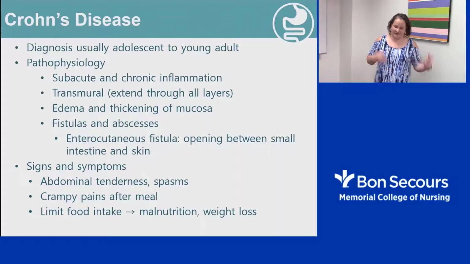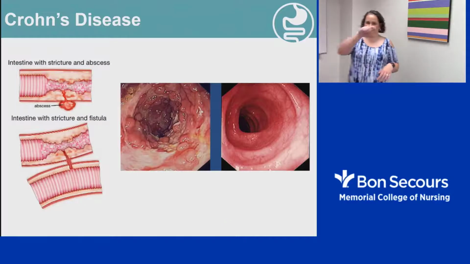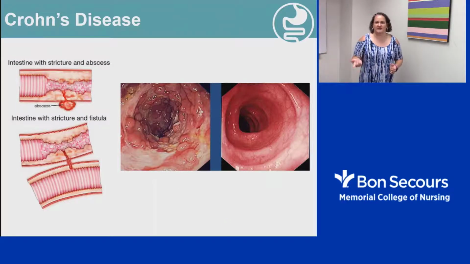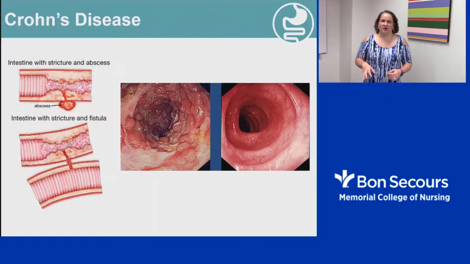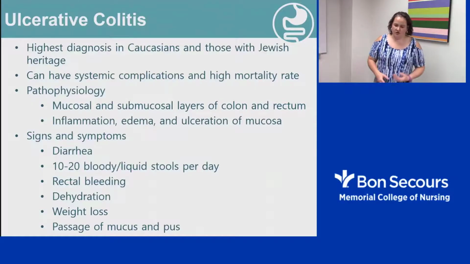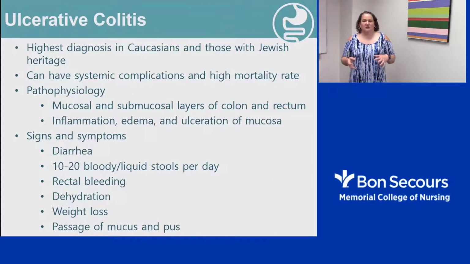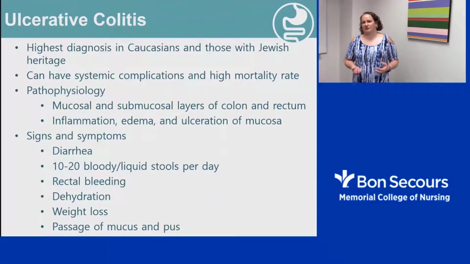They can have secondary infections from scarred or fibrotic tissue. You can have strictures, which is the narrowing, which essentially is what you see here, as well as the abscesses. And depending where your fistula is, you can also have infections. So a lot of the complications of the exacerbation can cause issues with Crohn's disease. Ulcerative colitis can also have systemic complications, which can lead to a high mortality rate.